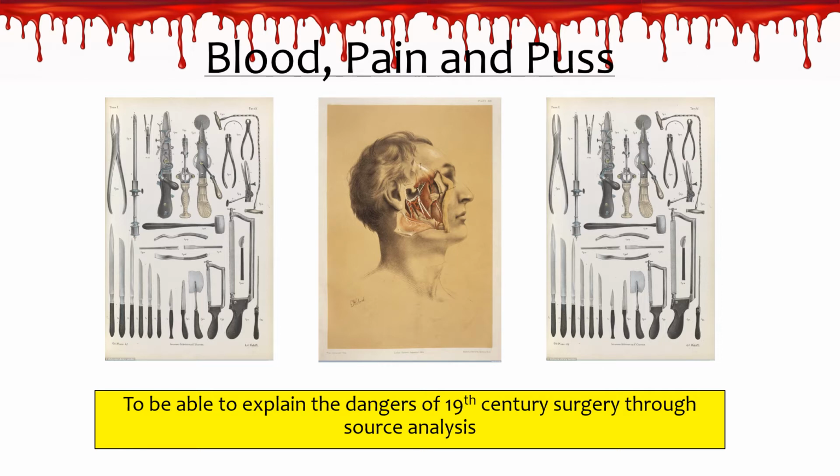The aim of today's taster lesson is for you, by the end of it, to be able to explain the dangers of 19th century surgery through source analysis, which is one of the key skills which you will develop if you do choose to do history at GCSE. I hope you really enjoy the lesson. Let's get started.